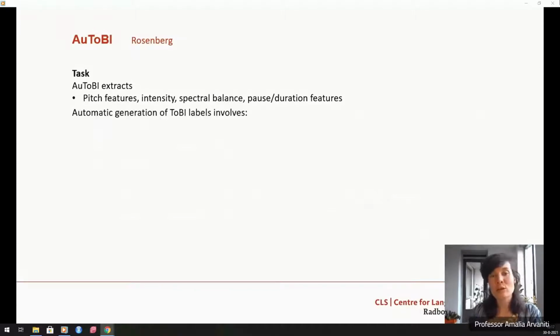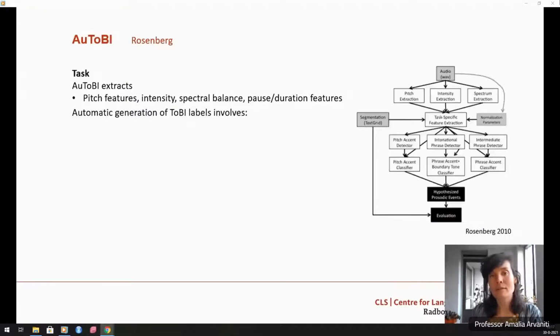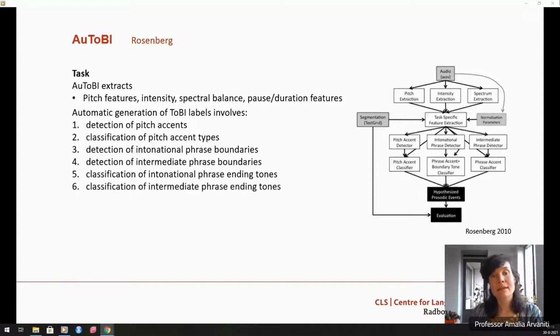It then automatically generates labels going through 6 steps, and this process is visualized here. So the grey boxes represent user input, the black boxes represent the system's output, and the white boxes are the internal modules. These 6 steps are listed here as well. Firstly, there's the detection of pitch accents and the classification of pitch accent types. So detection is using the phonetic cues to identify which words may be pitch accented. And the classification is assigning one of the ToBI labels.